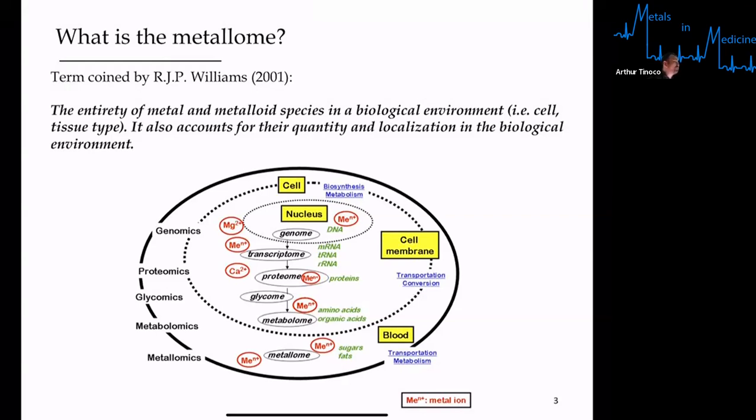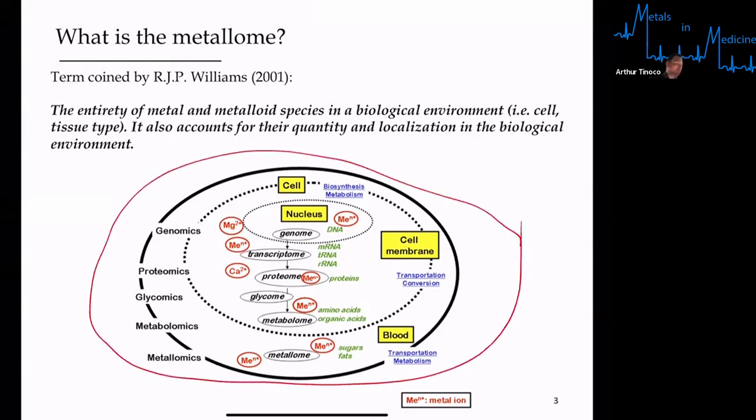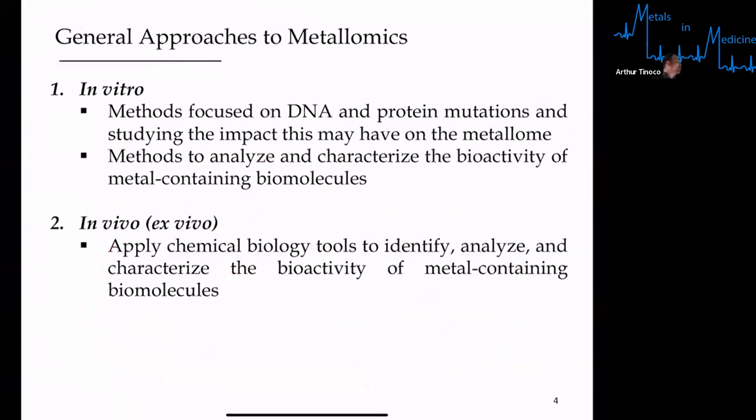So here in this cartoon representation, we just have this perception of where you can find metals in different parts, even compartmentalized in a particular cell. All right, so this was a terminology coined in 2001 that really talks to the entirety of metal and metalloid species in a biological environment. And so what this field basically tries to do is give us some insight into quantity and localization. So how much and where. But with this information, we can get some insight as to potential utility: where it's located and what it might be doing. That's what this field is trying to do. So a lot of the efforts that come into what is metallomics can be broken up into the in vitro.